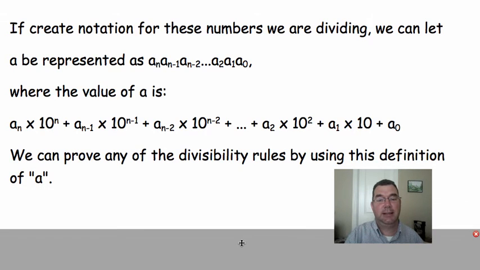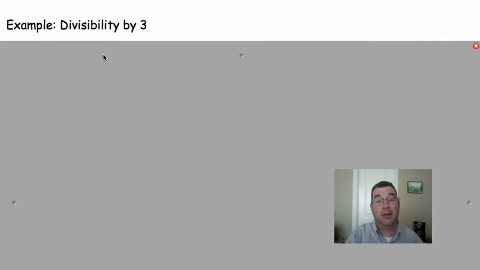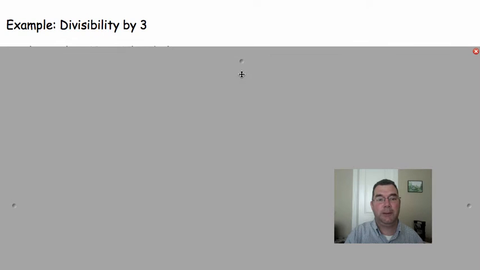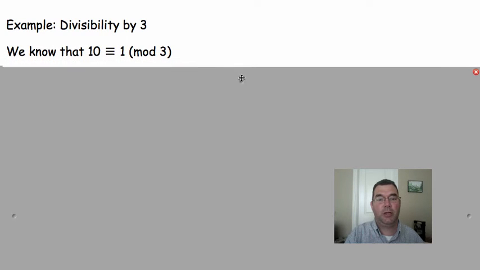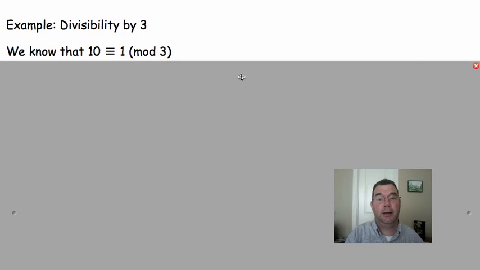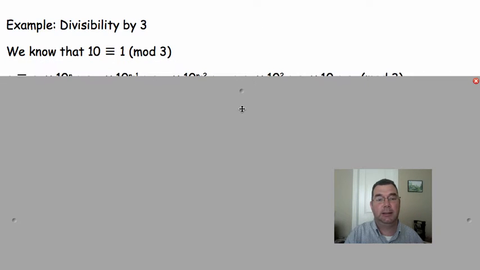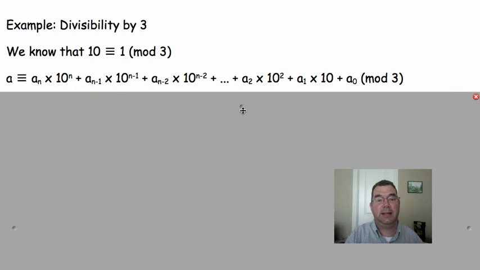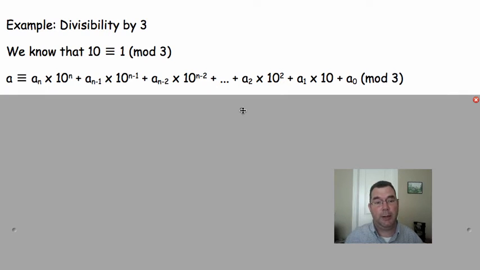So we're going to prove any of the divisibility rules using that definition of a. It just makes it easier to write it down, and it makes it easier to notate, because some of them talk about the digits of the number, for example, divisibility by 3. All right, so we know that 10 is congruent to 1 mod 3, right? Because when we divide 10 by 3, we always get a remainder of 1.